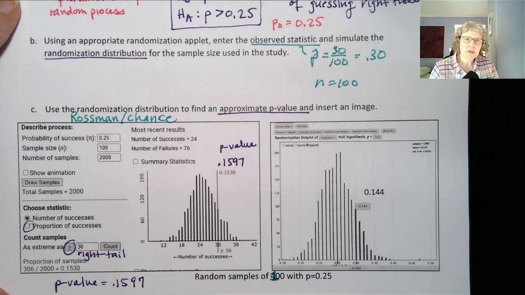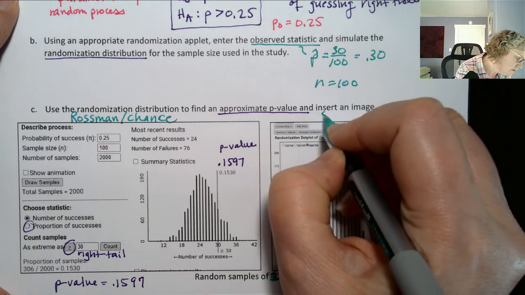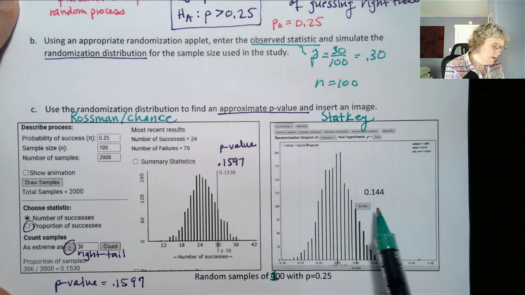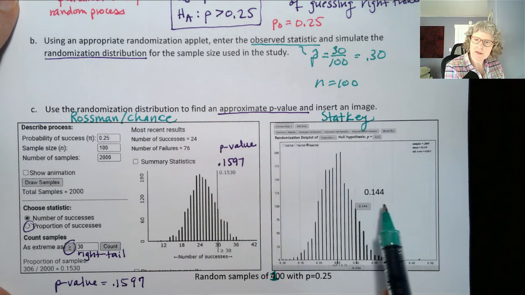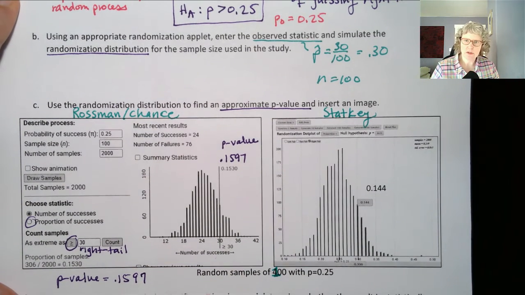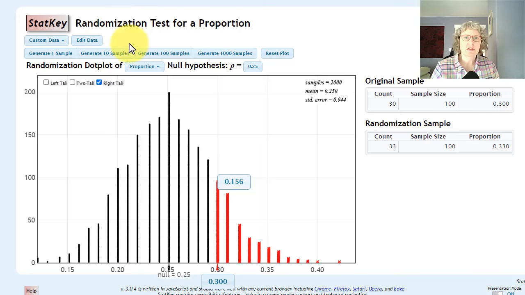Let's go ahead and do it in the StatKey applet. And here I got 0.144. This time I did it, so let's see what I get this time. And if you know which applet you want to use, you don't have to watch the video for both of them. You can skip around and use the one you want. So here is StatKey.